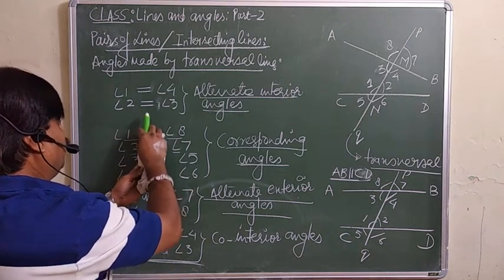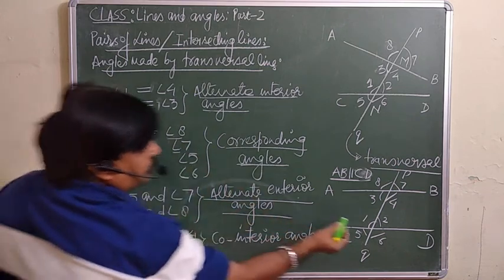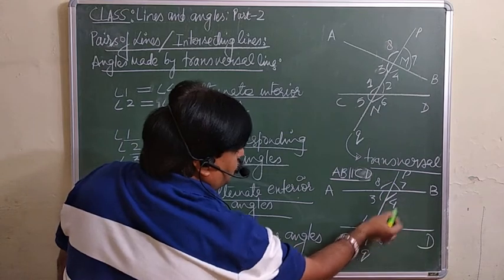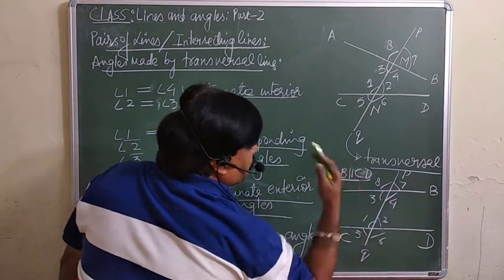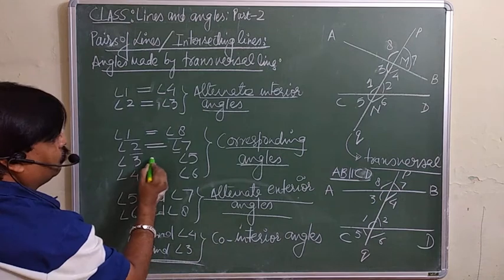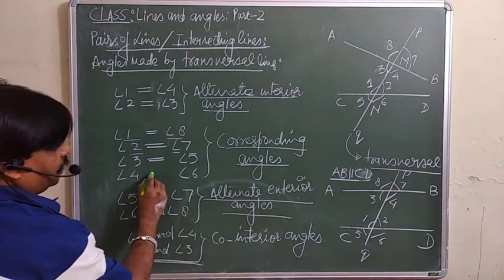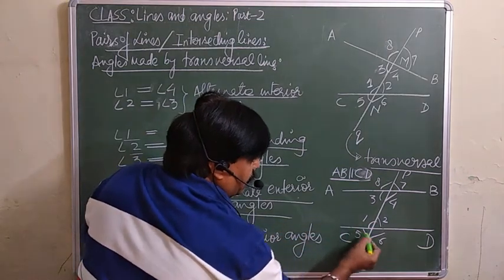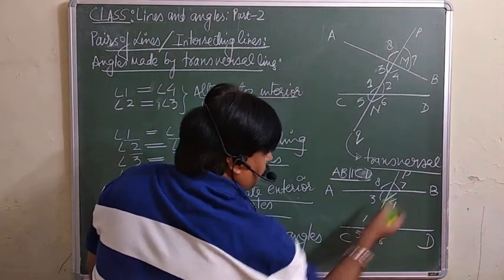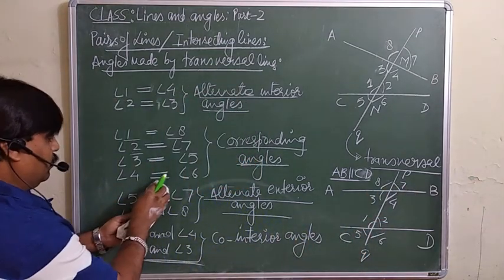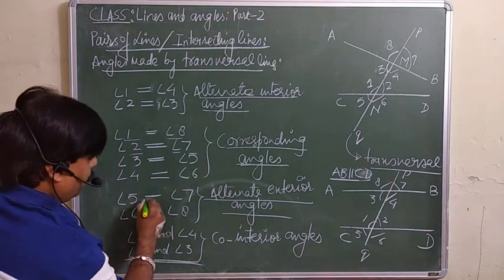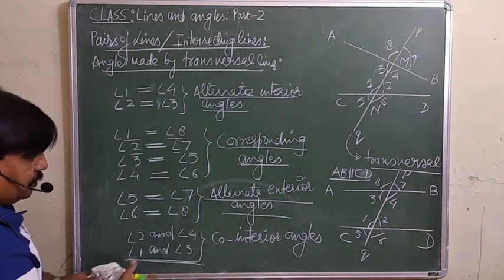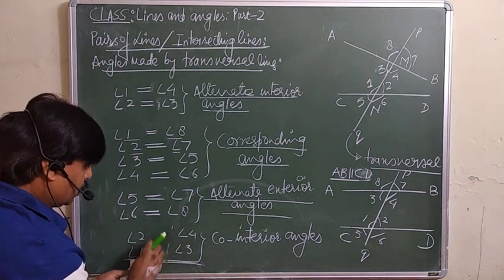Similarly, corresponding angles are also equal. Angle 1 will be equal to angle 8, 5 is equal to 3, 6 is equal to 4, 2 is equal to 7. One is interior, another is exterior, on the same side. They are known as corresponding angles and they are always equal. Angle 3 is equal to angle 5 and angle 4 is equal to angle 6. Similarly, for the exterior angles, if these two lines are parallel, angle 5 will be equal to angle 7 and angle 6 will be equal to angle 8.